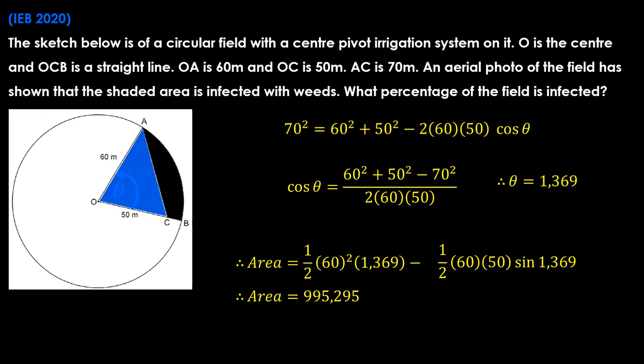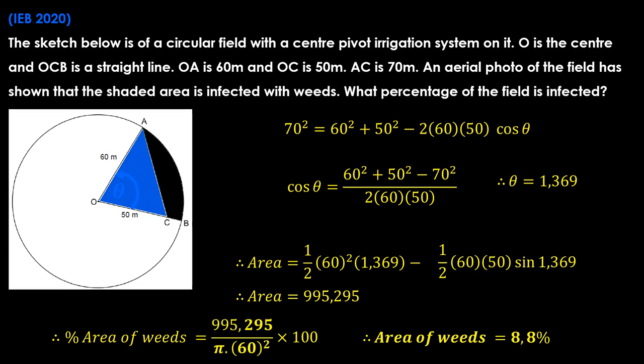But we want to know what percentage of the field is infected. So we need to know the area of the full field as well. Now the area of the full field is a full circle, so pi r squared. So the percentage that's infected would be the 995 with decimals over pi r squared. So we can calculate that the area of weeds on this field is 8,8%. Now IEB 2016 has a very similar question, so it would be a good question to try after this one.